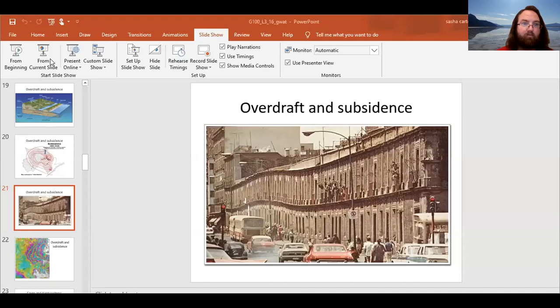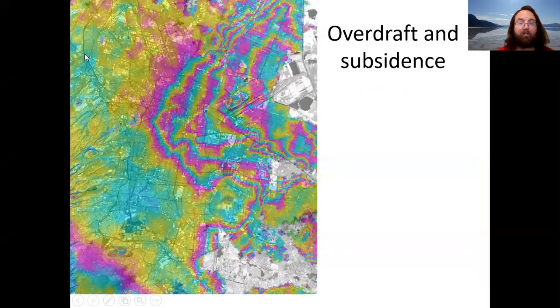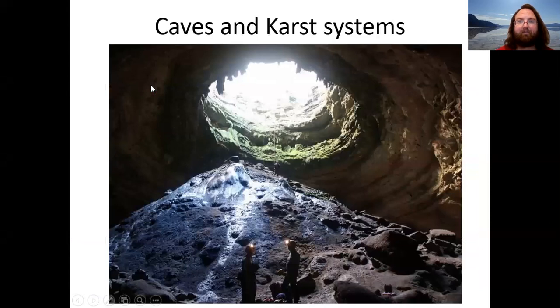And so we can actually observe some of this from space now. Like this is part of LA. We're seeing the land surface being drawn down in real time as they pump out of the aquifer in that area. So the next part, we're going to focus on cave and karst systems.